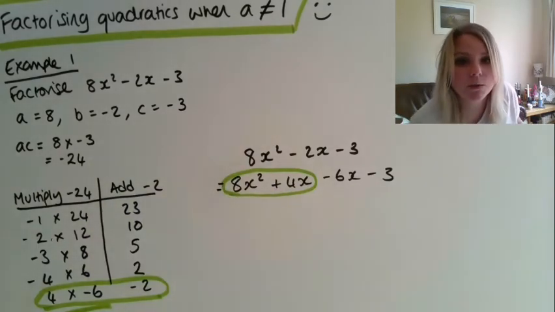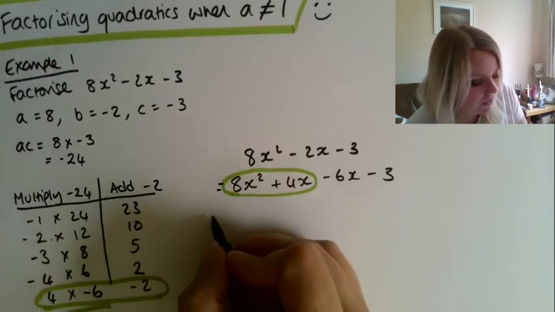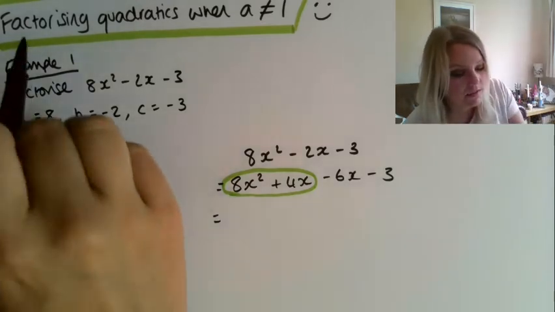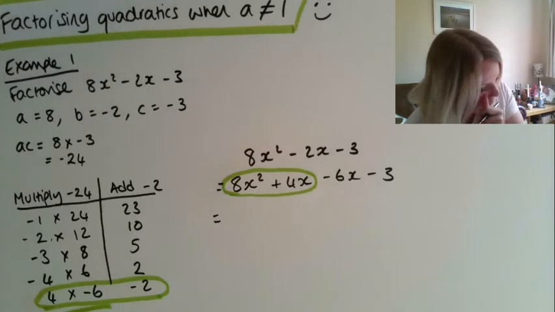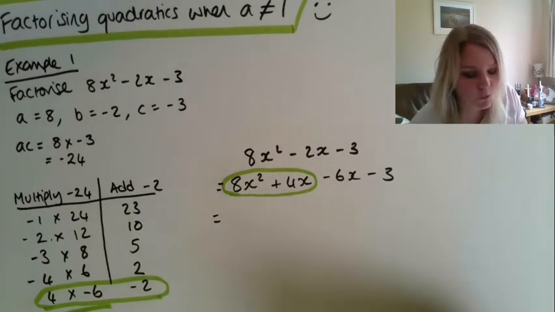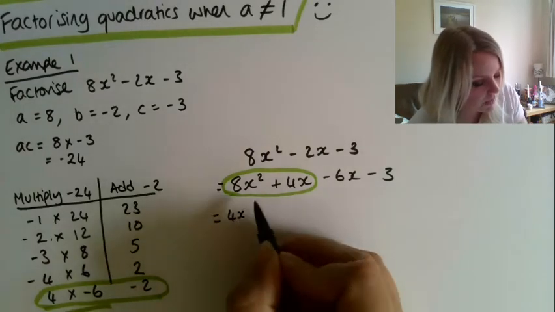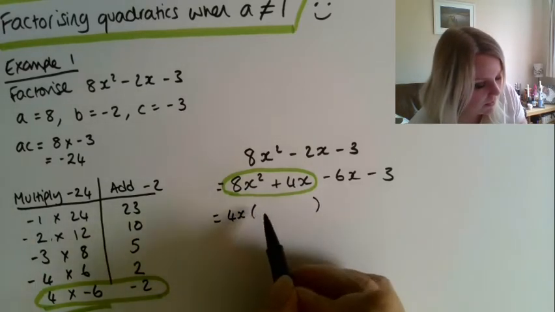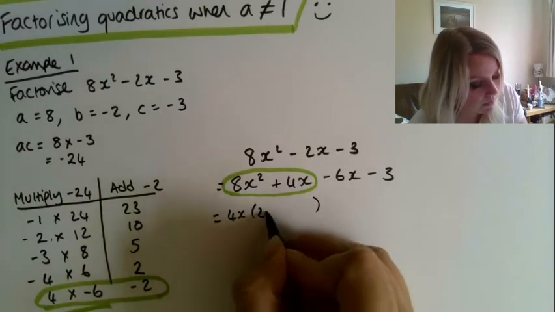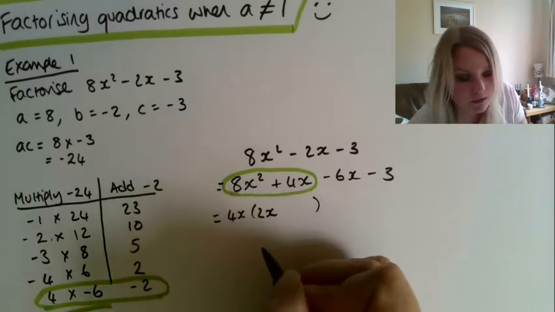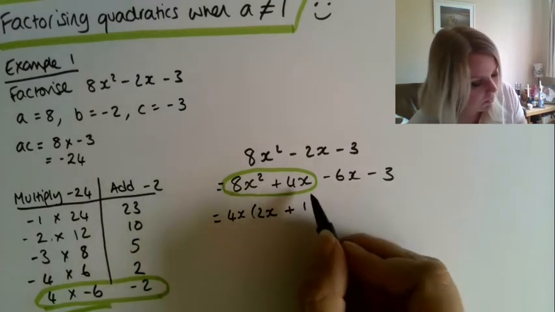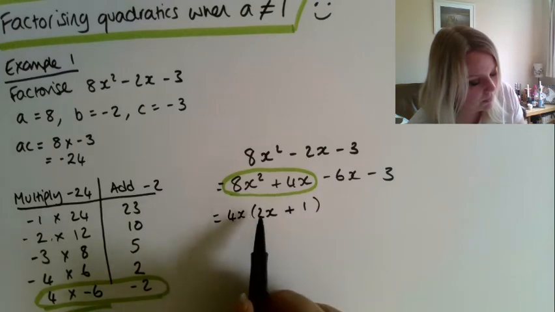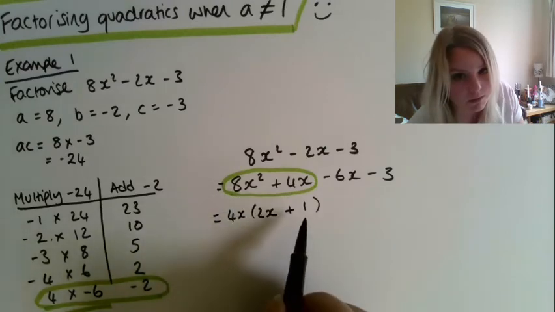So 8x squared plus 4x, and think, right, how can I factorise these? Because that is the aim of the game after all. So I can bring 4x out of the bracket there. 4x is common to both of these terms. And 4x has to be multiplied by 2x to give me 8x squared, plus 1 to give me 4x. Alright, 4x times 2x gives me 8x squared. 4x multiplied by 1 gives me 4x.